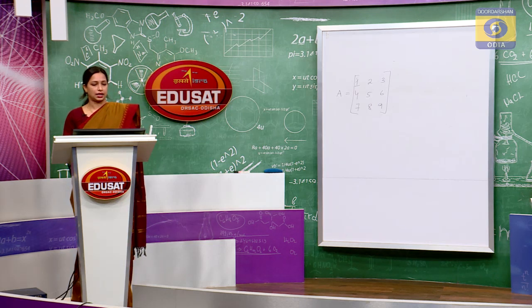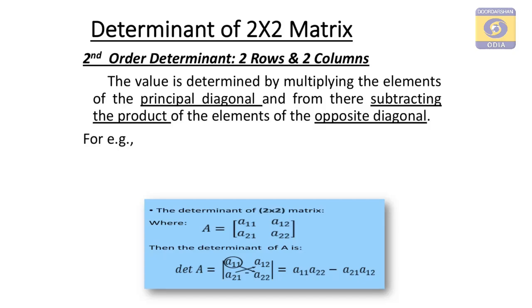Now let us go to the next slide. It is to find the determinant of a matrix of order 2. Order 2 means there are 2 rows and 2 columns, right? So how many elements are there? There are 4 elements. Now the value is determined by multiplying the elements of the principal diagonal and from there subtracting the product of the elements of the opposite diagonal.